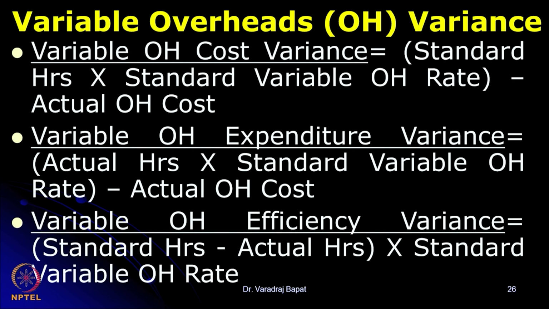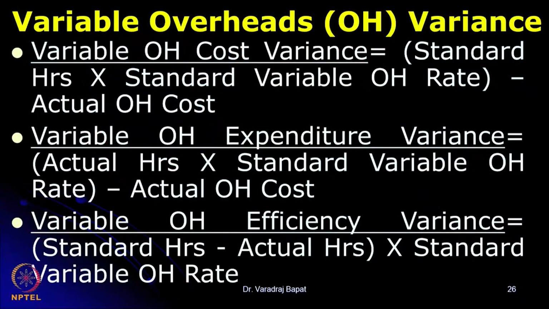Are you getting it? So variable overhead cost is broken down into expenditure part and efficiency part. Expenditure part indicates that excess spending was done. Efficiency part indicates that more hours were consumed, because more hours lead to changes in overhead absorption, because the overheads are being charged at standard variable overhead rate. Okay, so this is variable overhead variance.